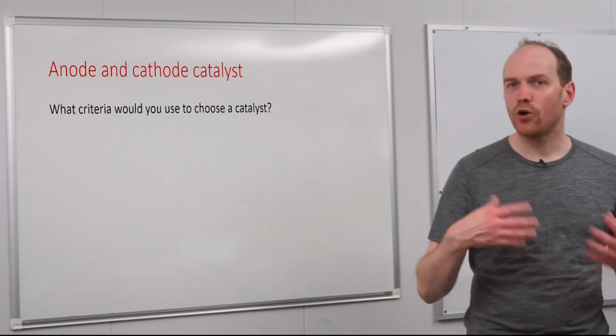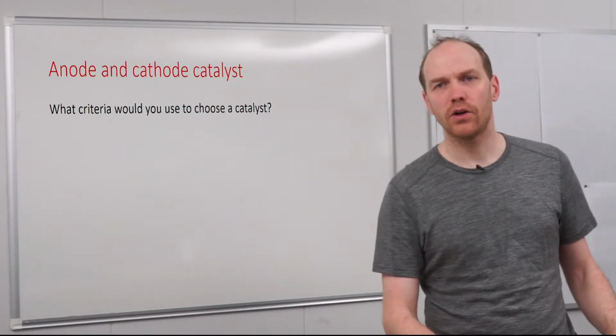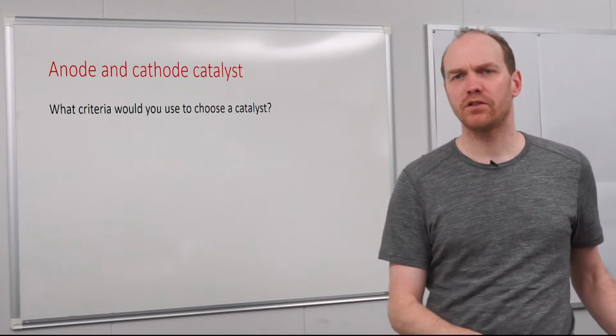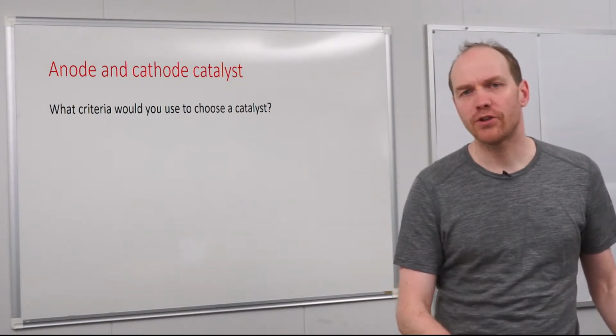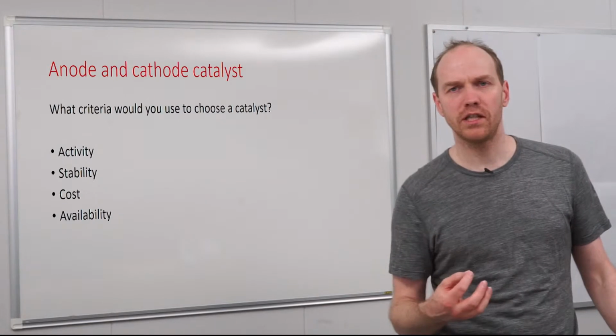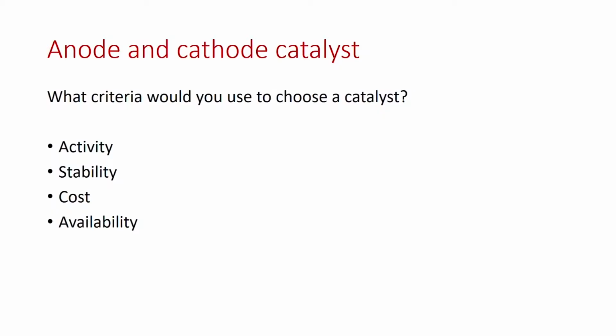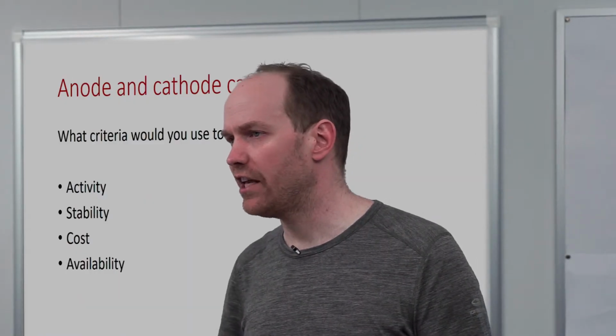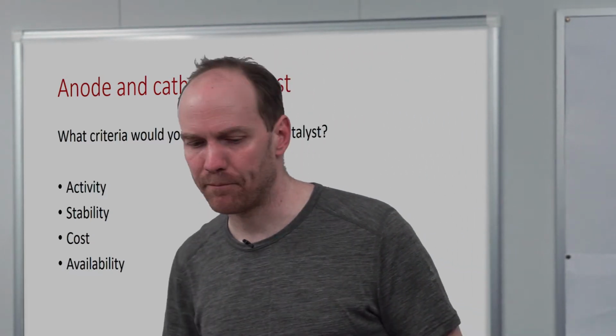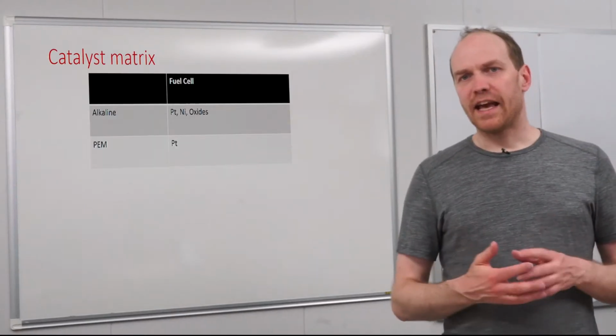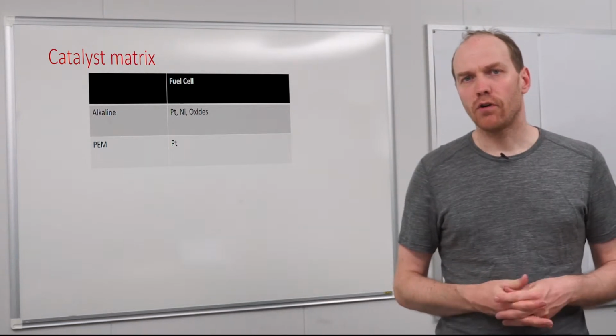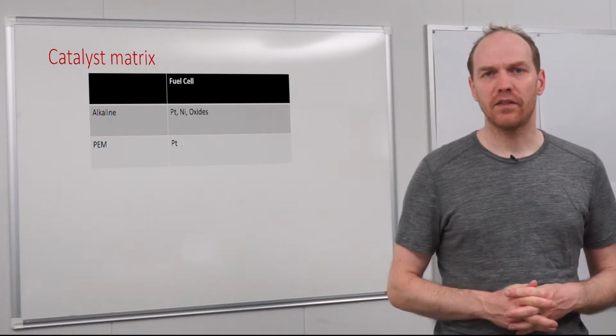If we look at the anode and cathode catalyst, we have a number of different catalysts to choose from. And basically we try to choose based on activity of these catalyst materials, stability for the duration that we have specified for this specific system, then the cost of the catalyst, and how readily available they are. And it's difficult finding materials that are high on all of them. So we basically have this matrix of available fuel cell catalysts in the alkaline system.